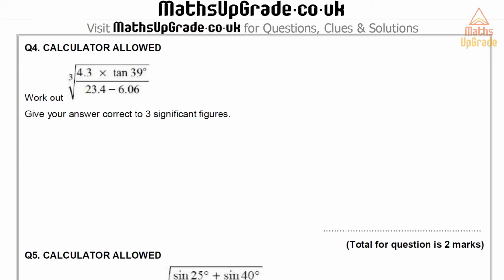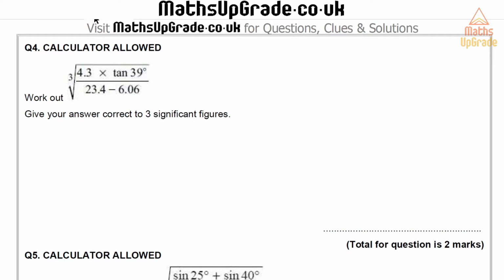So all of the remaining questions now are calculator questions. So question 4 is just a simple matter of using a calculator and then rounding my answer. It asks me to work out that expression there, the cube root of 4.3 multiplied by tan 39, all divided by 23.4 minus 6.06. So I've got to give my answer correct to 3 significant figures.